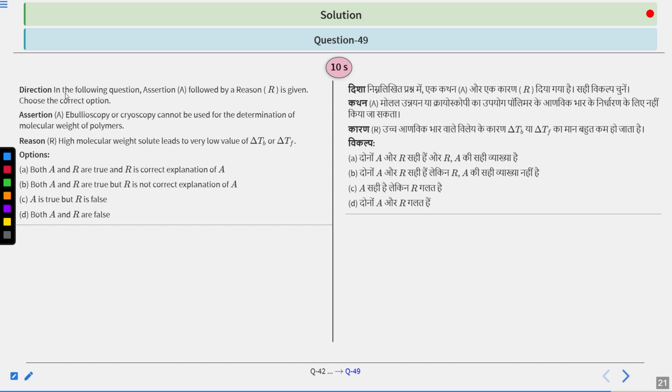Next question. In the following question, assertion followed by a reason is given. Choose the correct option. Assertion A: ebullioscopy or cryoscopy cannot be used for the determination of molecular weight of polymer. Reason: high molecular weight solute leads to a low value of delta Tb or delta Tf. Options: A, both A and R are true, and R is the correct explanation of A. B, A and R are true, but R is not the correct explanation of A. C, A is true, but R is false. And D, both A and R are false.